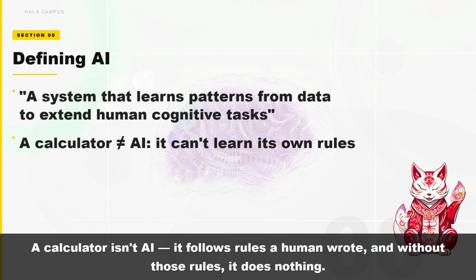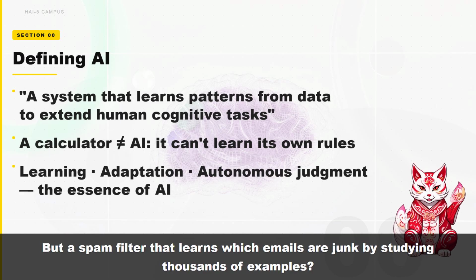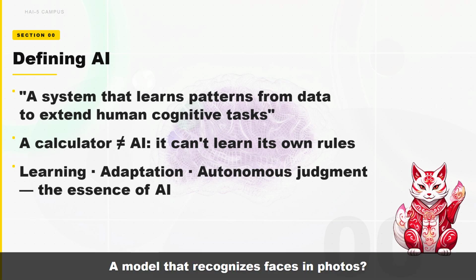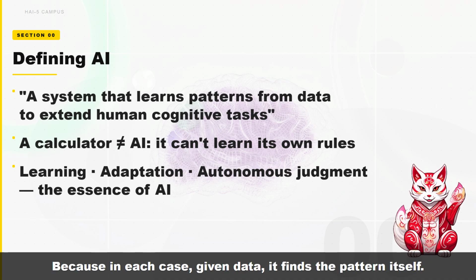A calculator isn't AI, it follows rules a human wrote, and without those rules, it does nothing. But a spam filter that learns which emails are junk by studying thousands of examples? That's AI. A model that recognizes faces in photos? AI. Because in each case, given data, it finds the pattern itself.